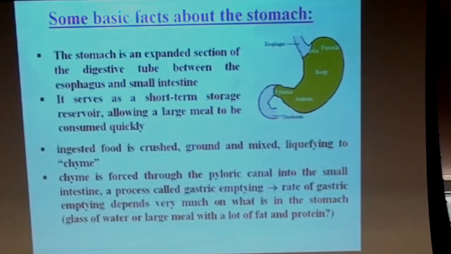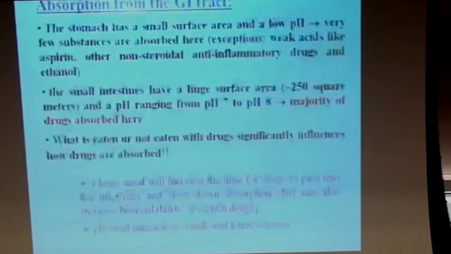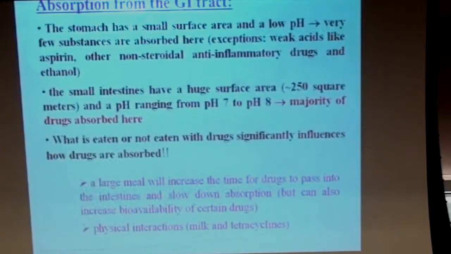And I'm describing this here in so much detail because from an absorption standpoint, the stomach really sucks. You don't get much absorption in the stomach. It has a small surface area, it's acidic. So the only things that are absorbed out of the stomach are ethanol, because it's so membrane permeable, and weak acids, like aspirin or ibuprofen. Anything else is absorbed in the small intestines. And that's why the time it takes to go into the small intestines is so important.